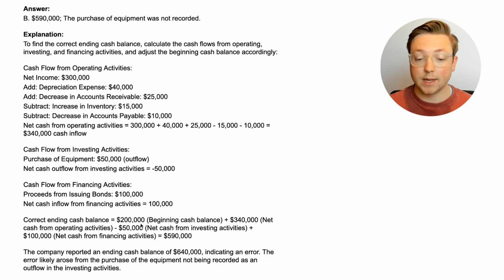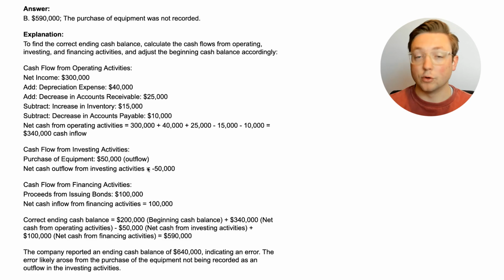So you add that all together, the $200,000 beginning cash balance, the $340,000 cash inflow from operating activities, the $50,000 cash outflow for investing activities, the $100,000 cash inflow for financing activities, and that gives you $590,000. So the difference is $50,000, and pretty clearly it's because they didn't subtract this outflow for the purchase of the equipment, because if they had, it would go from $640,000 down to $590,000.